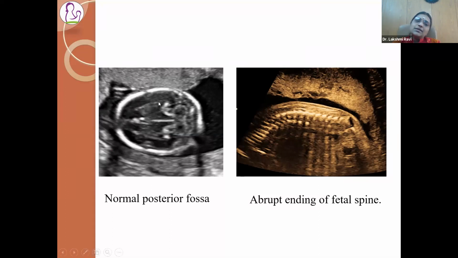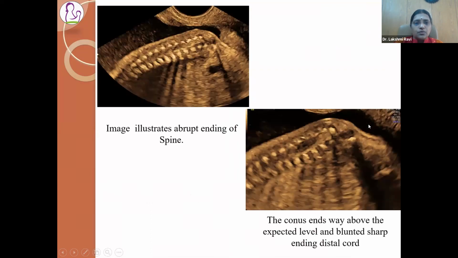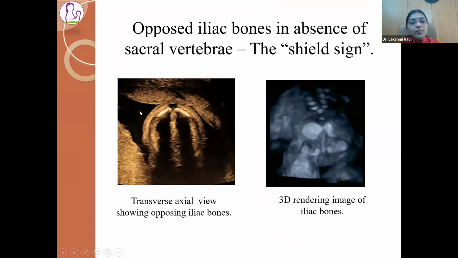So look at this. This is a normal posterior fossa, but when I try and evaluate the spine, what happens to me is I feel that suddenly the lower portion of the spine is chopped off. There is an abrupt ending of the fetal spine, and you don't know what actually is happening lower down. So this is the abrupt ending of the fetal spine, and you have the cord ending very high above, and you see that you do not have anything below, and you are not able to see the sacral tapering at all.